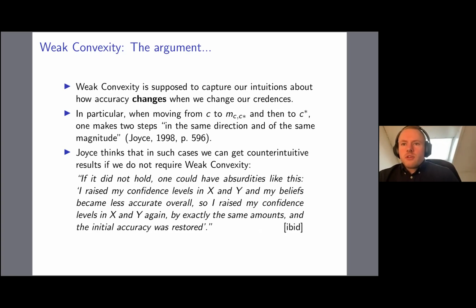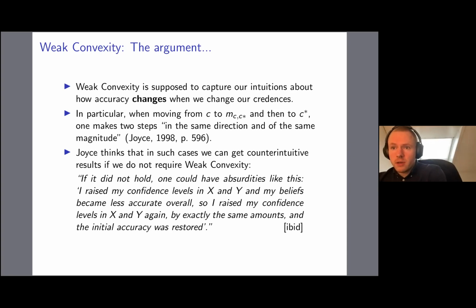How does Joyce want to argue for this? He thinks that weak convexity is supposed to capture our intuitions. Note that he's appealing to intuition about how accuracy changes when we change our credences. In particular, he thinks that if we consider these three credence functions and we move from one to the equal mixture to the other, then we make two steps in the same direction and of the same magnitude, says Joyce. And he thinks that in such cases, we get counterintuitive results if we don't require weak convexity. He says if it did not hold, one could have absurdities like this. I raised my confidence levels in X and Y, and my beliefs became less accurate overall. So I raised my confidence levels in X and Y again by exactly the same amounts, and the initial accuracy was restored. And it's true that weak convexity rules this out.